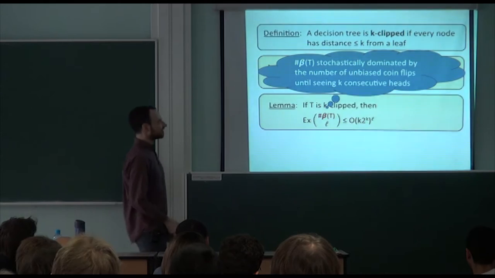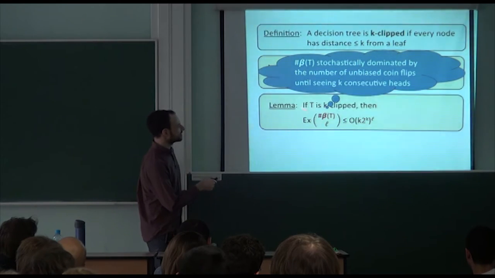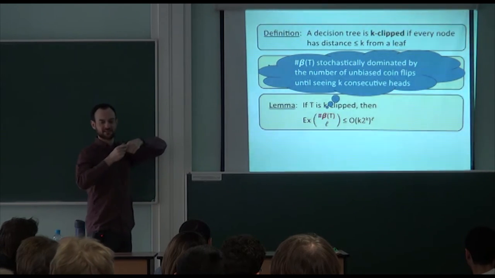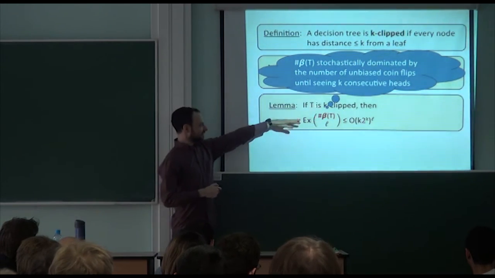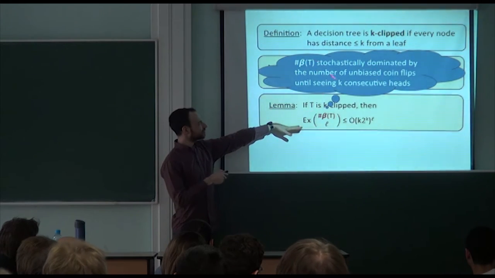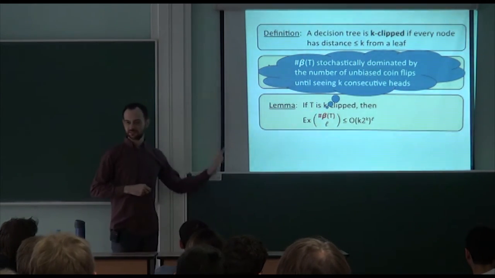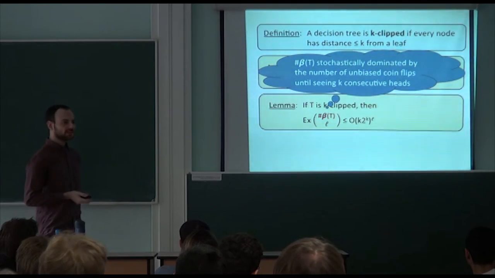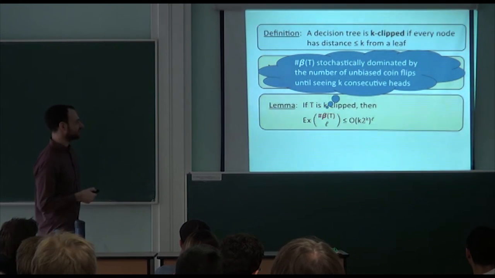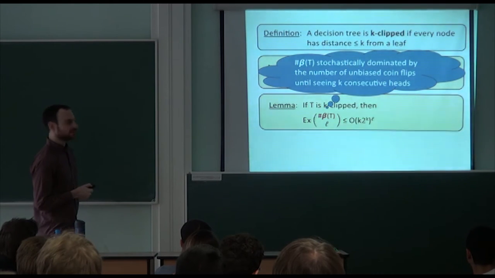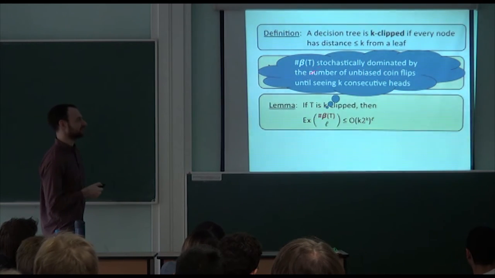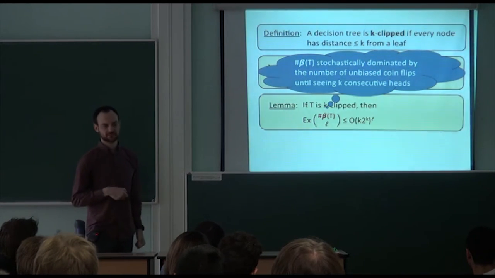This is for the maximal K-clipped decision tree, where every node has this property. What is stochastically dominated? It means that a tail bound on one variable implies a tail bound on the other variable.